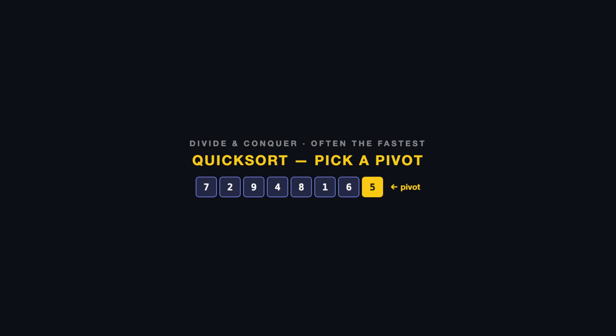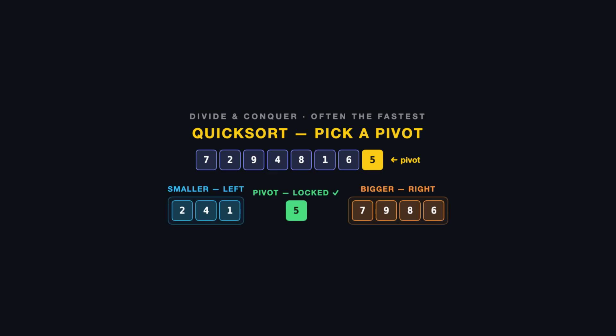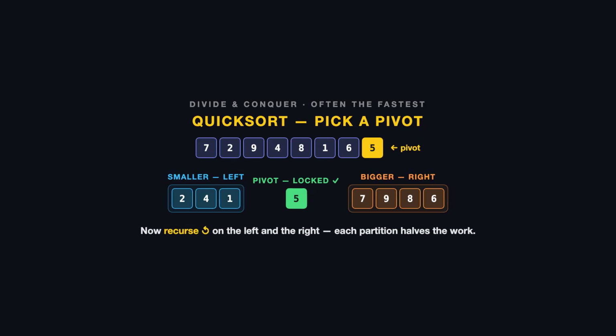Goes to the left. Bigger. Goes to the right. After that one pass, the pivot is sitting in its final, correct position, everything left is smaller, everything right is bigger. Then you do the same thing to the left group, and to the right group. Recurse down, and the whole thing falls into place.